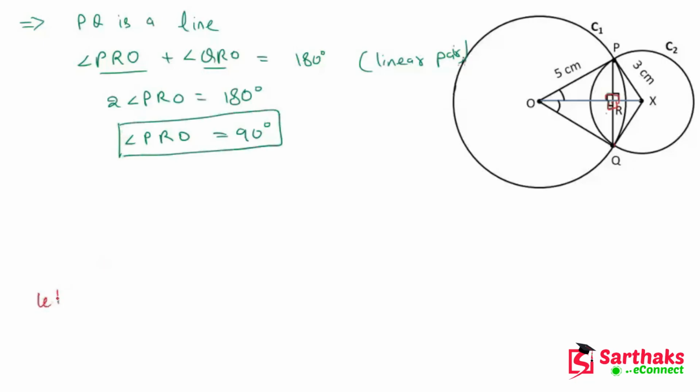So now let OR be equal to X. We are taking this side, OR is equal to X. Okay, understand? We know that OX is 4 centimeter. So XR is equal to OX minus OR. It means this will become 4 minus X. So this distance is 4 minus X.